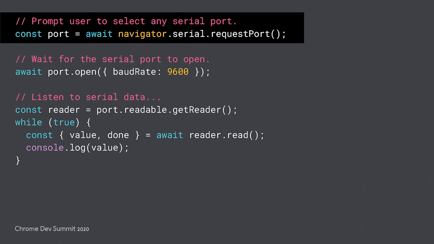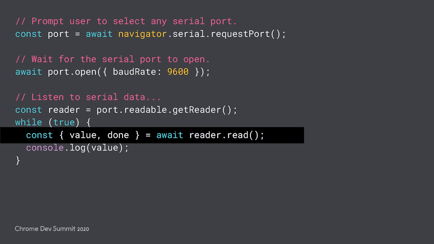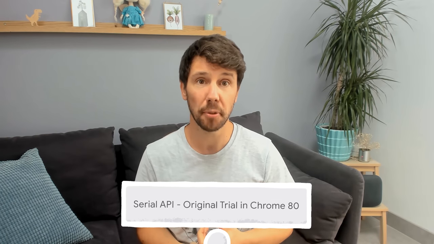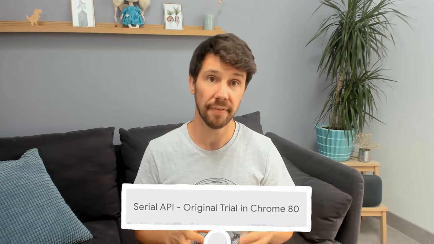goes on. To listen to data coming from a serial device, first prompt the user to select a serial port, then wait for the serial connection to open at a specific baud rate. And finally, within a simple while loop, call the read method from the readable stream reader object. And that's all. How to write to a serial port and all details about the Serial API are available at web.dev/serial.